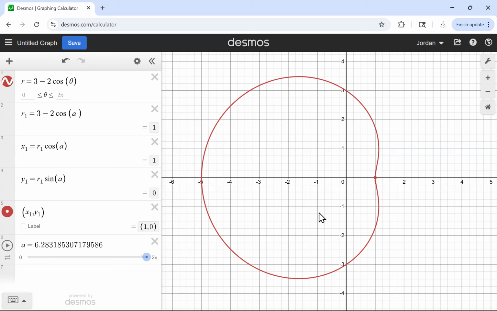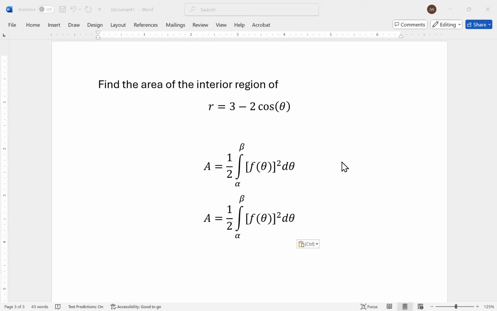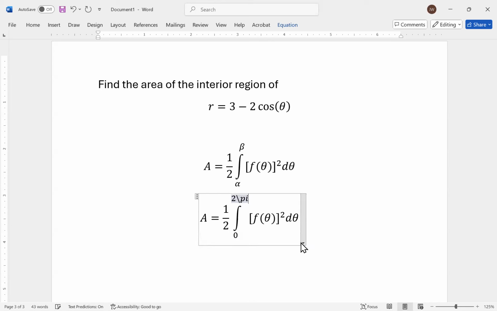Again, I'm just utilizing the trace feature. 0 to 2 pi is what we're looking for. So what I would do is my standard thing. Alpha here we know is 0. Beta here we know is 2 pi. Again, that came from the trace.